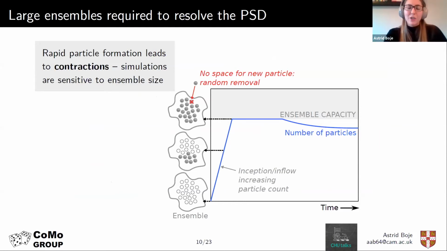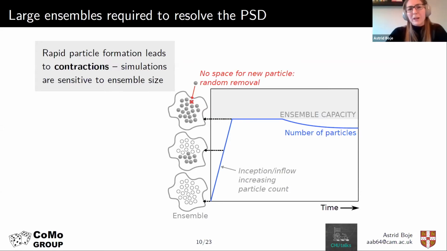The problem that I needed to address next was this problem of contractions, which is essentially described on the slide here. So I'm going to talk about it a little bit using this cartoon. In the algorithm that we use, we predefine a particle ensemble. This is space and memory to store new particles as they are incepted or as they flow into our domain. Then over time, the number of particles in our computational ensemble increases, and at some point, we will hit the predefined limit on our space in our ensemble.